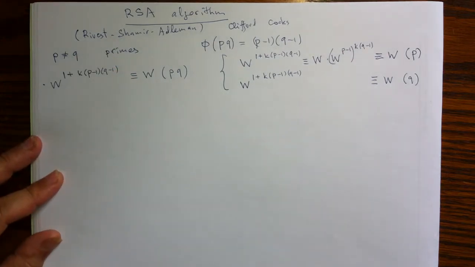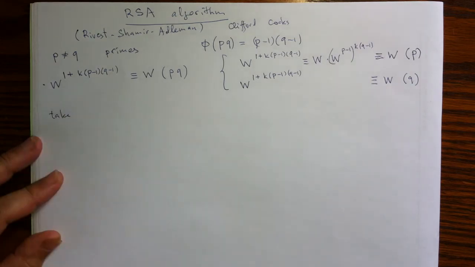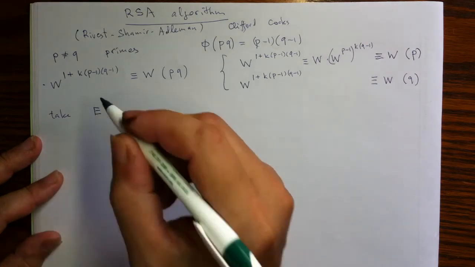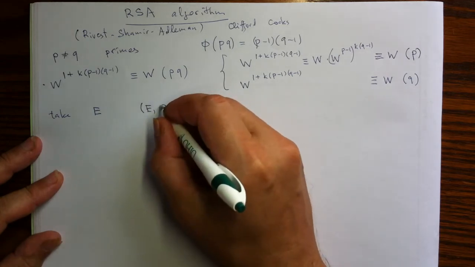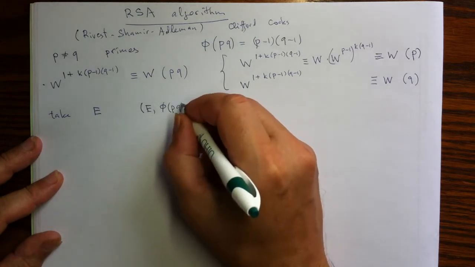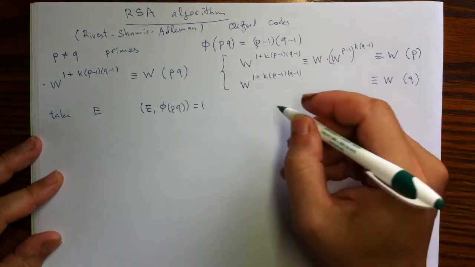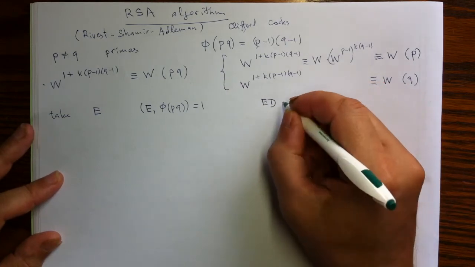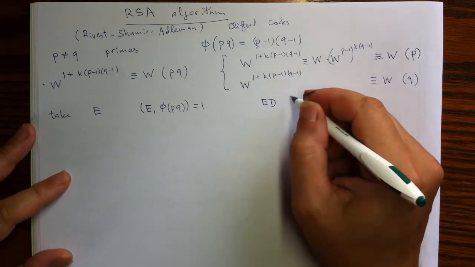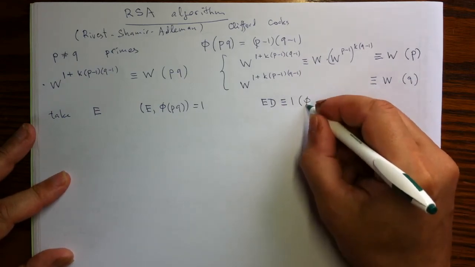The way we're going to use it is the following. We have to start by choosing our encryption key E. That has to be a number which is coprime to the Euler function of P times Q. Being coprime, we can be sure that there is another number which we will be using as our decryption key D, which is the multiplicative inverse of E. So the product E times D will be congruent to 1 modulo the Euler function.